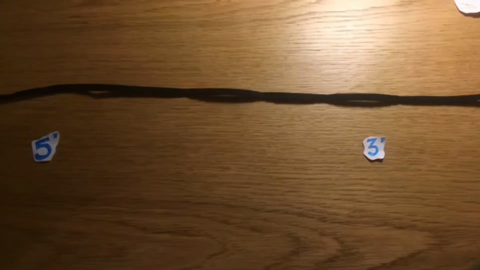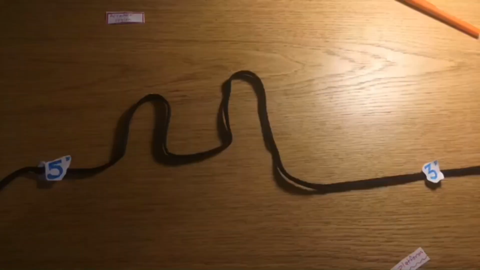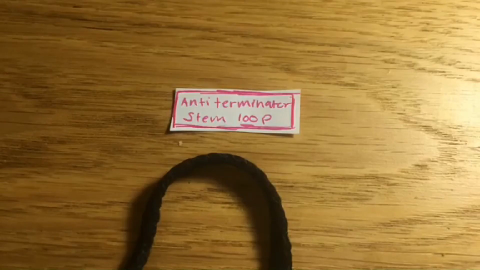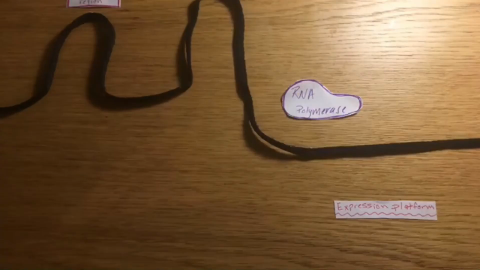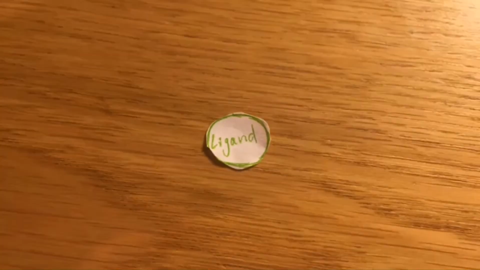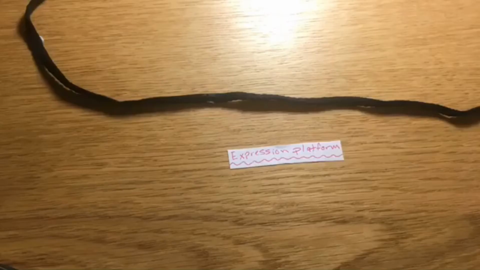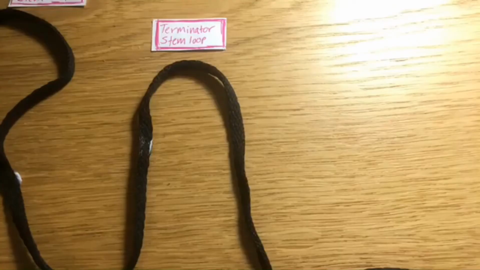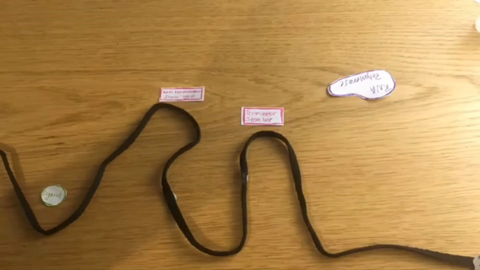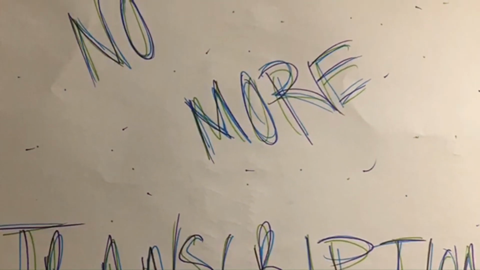In the aptamer region, we have two loops. One is described as the anti-terminator loop. This is engaged when there is no ligand present, and RNA polymerase can easily bind to the expression platform and continue transcription. However, when a ligand is present, it binds to the RNA and changes the riboswitch shape, allowing a terminator loop to form, which stops RNA polymerase from engaging with the expression platform and hence terminating transcription.